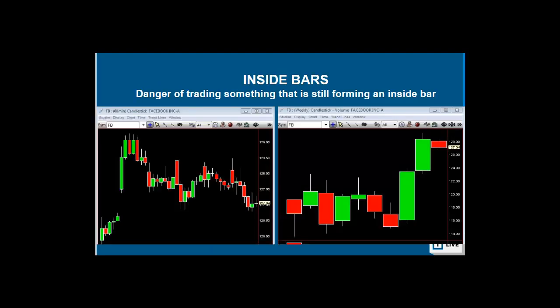Here's the danger of something that's forming an inside bar, from just this week. This is Facebook. And you'll notice here on the right, inside bar here. It has now formed. The week is over. But during this week, when it cannot take the highs or take the lows, and we see this forming an inside, you can expect action like this.